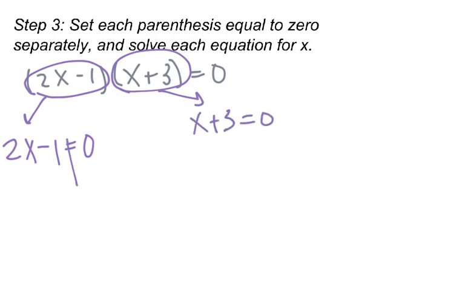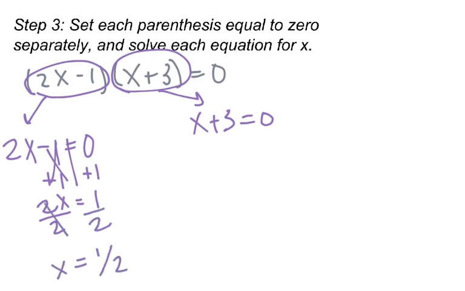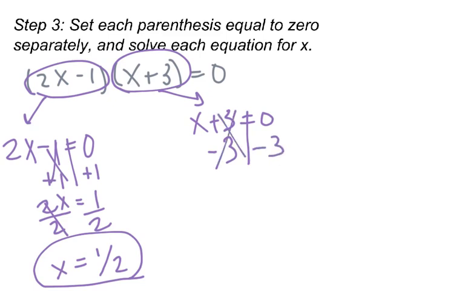We're going to draw our line down the equal sign. I'm going to plus 1 to both sides first here. Those cancel. We get 2x equals 1. And then in order to get rid of the 2, I need to divide both sides by 2. Those cancel, and I get x equals 1/2. That's my first answer. Draw your line over here on the right-hand side equation. I'm going to subtract 3 from both sides, opposite operation. Those cancel, I get x equal to -3. And that is my second answer.